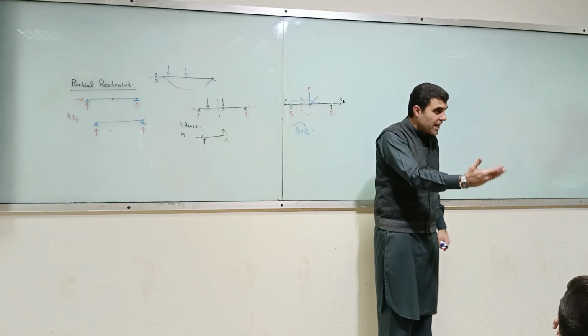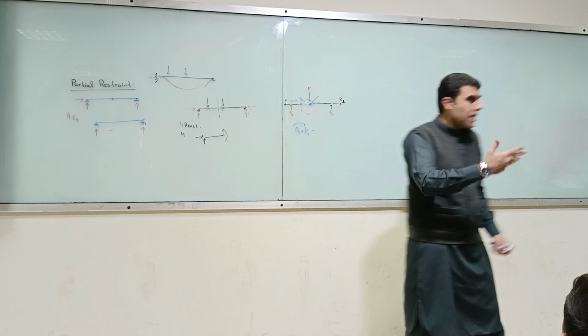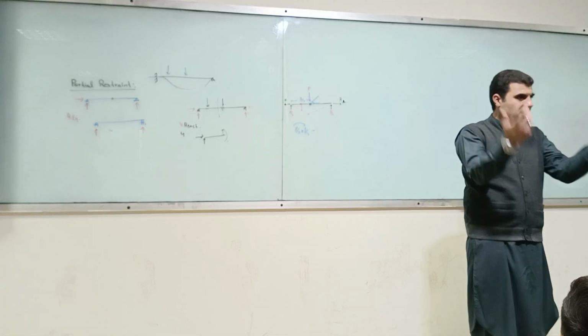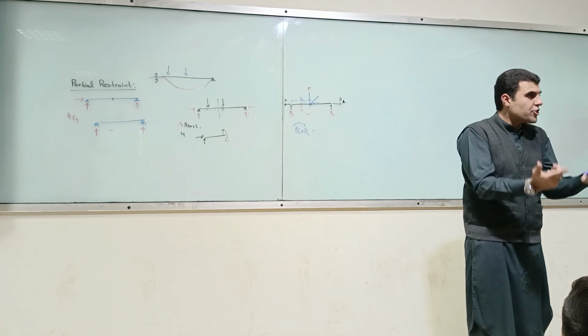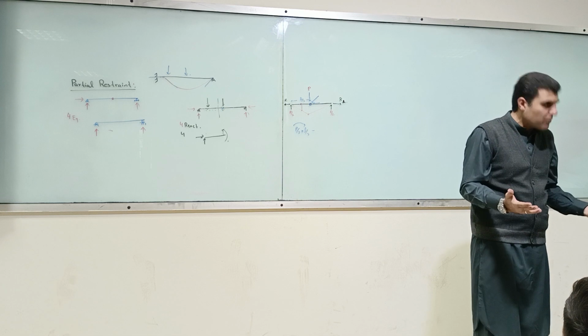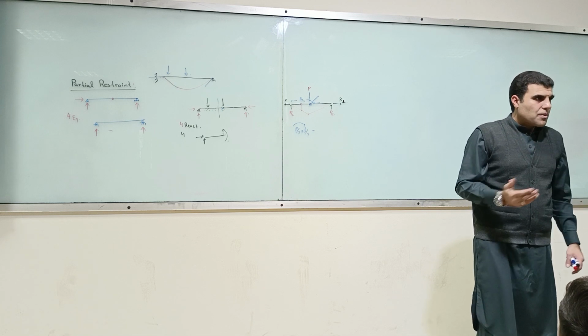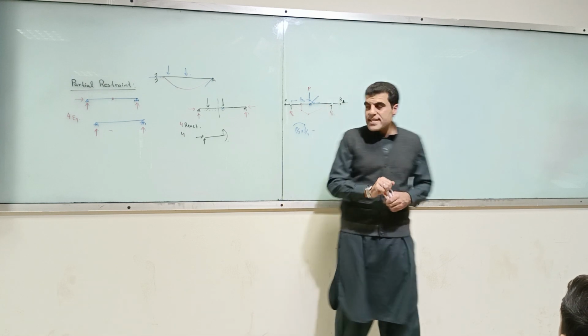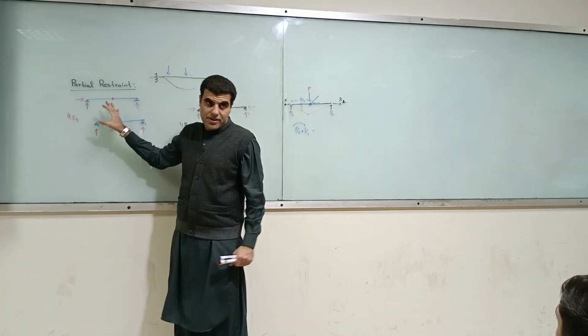Okay? Which you can visualize. So that's why it's a finite. What is a finite displacement? Common sense wise, it is that displacement or that deflection which you can visualize. And this one clearly you can visualize. So that's why we are taking it like that. Okay, so this is our partial restraint.